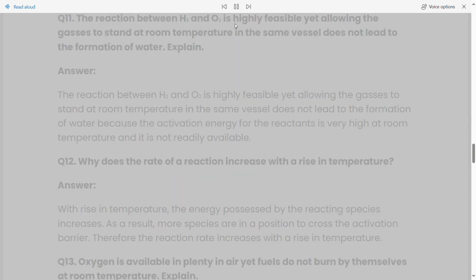Q11. The reaction between H2 and O2 is highly feasible, yet allowing the gases to stand at room temperature in the same vessel does not lead to the formation of water. Explain. Answer.